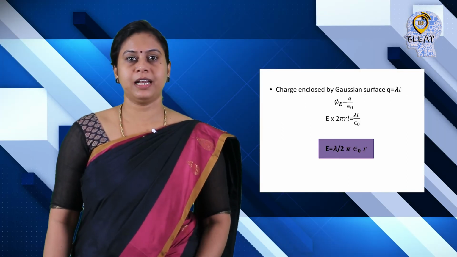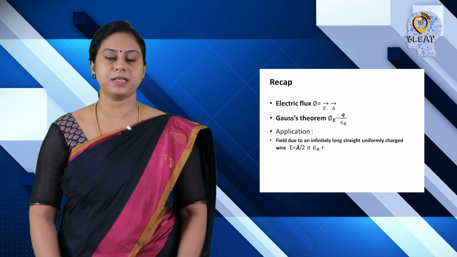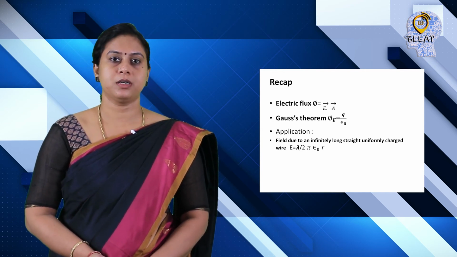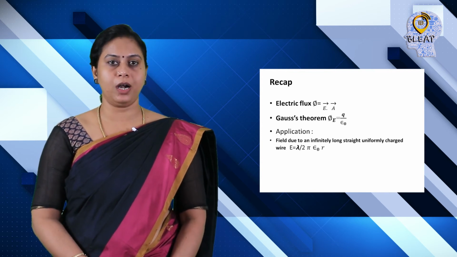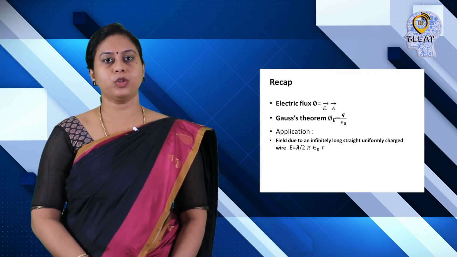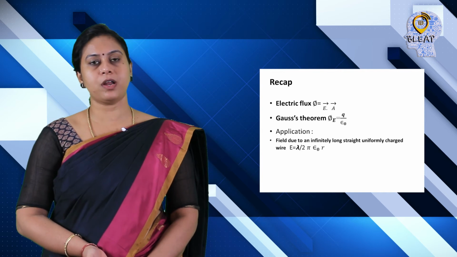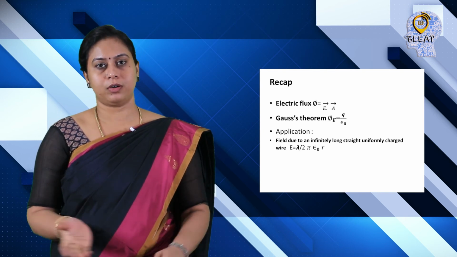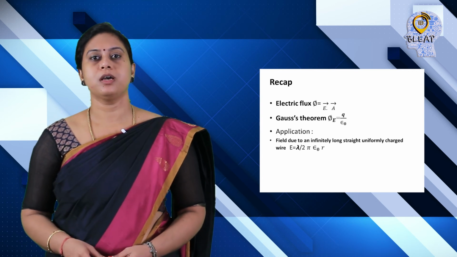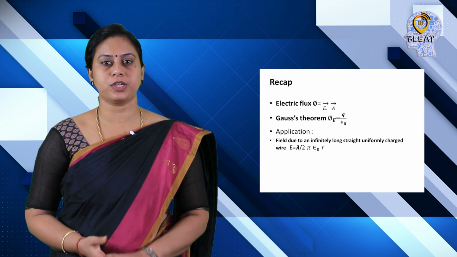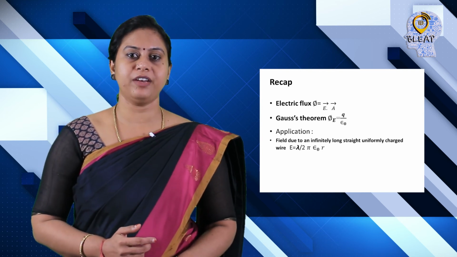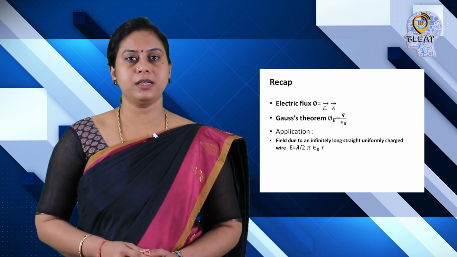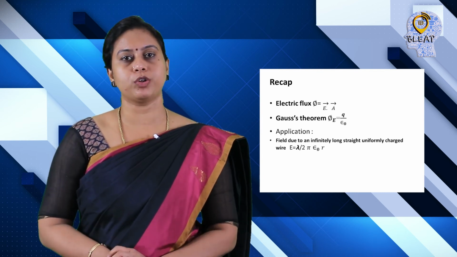Now, the electric flux is the total number of electric field lines passing normally through an area: phi is equal to E vector dot A vector. Gauss theorem: phi E is equal to Q by epsilon naught, that is, the total flux passing through a closed surface is 1 by epsilon naught times the net charge enclosed by the surface. The SI unit of flux is Newton meter square coulomb power minus 1. And the application, the field due to an infinitely long straight uniformly charged wire, is E equal to lambda by 2 pi epsilon naught r, and the electric field is inversely proportional to the distance.